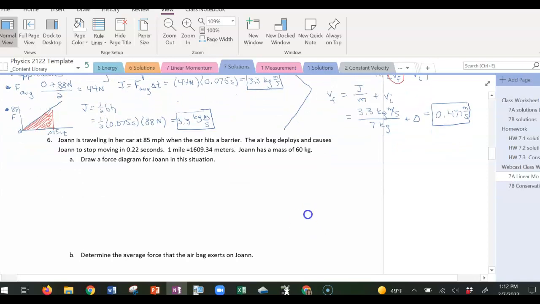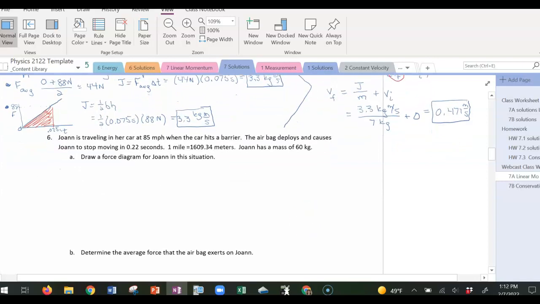Let's look at another example. Joanne is traveling in her car at 85 miles per hour when the car hits a barrier. The bag deploys. It causes Joanne to stop moving in 0.22 seconds. Now, they're giving me a number here in miles per hour. I really need to convert that to standard units, so 85 miles per hour.